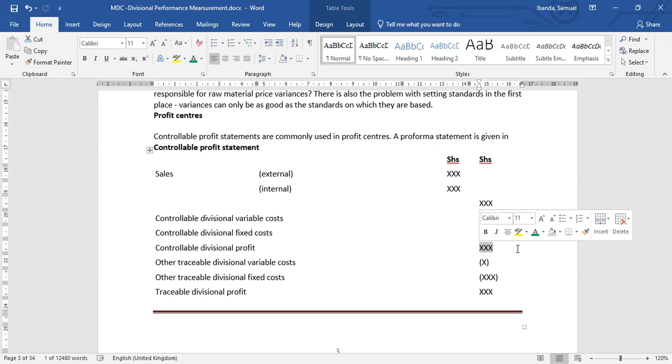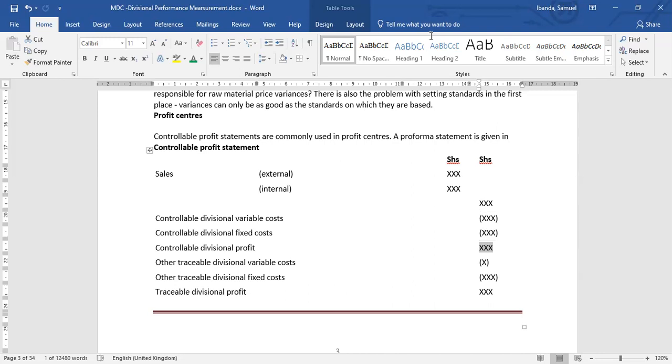So when we're evaluating the manager, that is why we use the controllable divisional profit, where we're only looking at the controllable revenues and the controllable costs. But when we want to evaluate the performance of a division, we use what we call the traceable divisional profit, where we include any additional costs, both variable and fixed, that are traceable to the division.